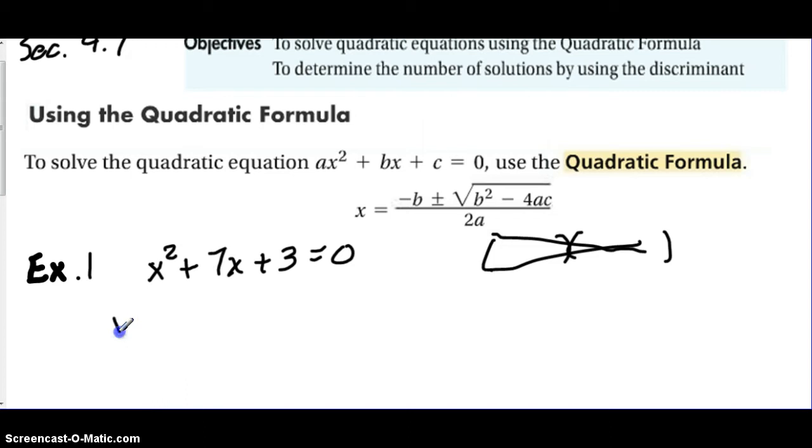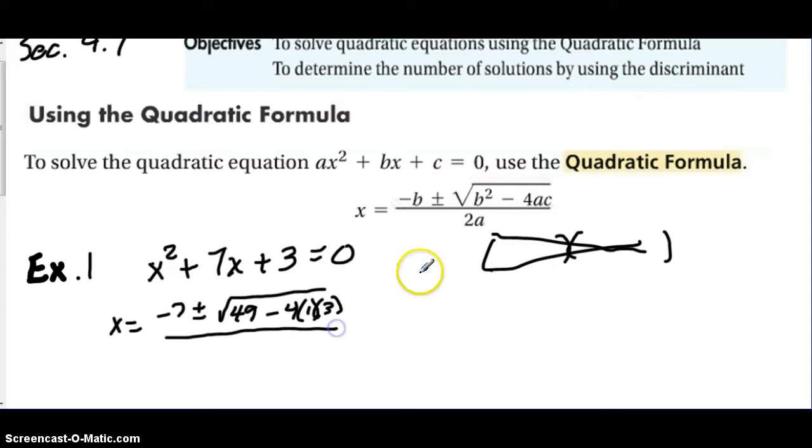We're going to go ahead and have x equals negative b, in this case 7 is b, plus or minus the square root of b squared, well, 7 squared is 49, minus 4 times whatever a is, in this case 1, times c, in this case it's going to be 3, all over 2 times whatever a is, in this case still it's going to equal 1. After you've set it up, all you need to do is simplify.